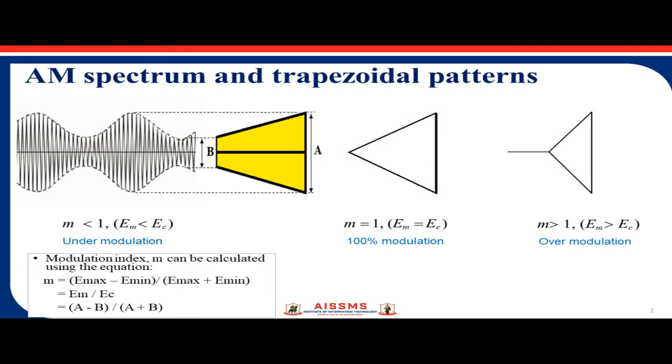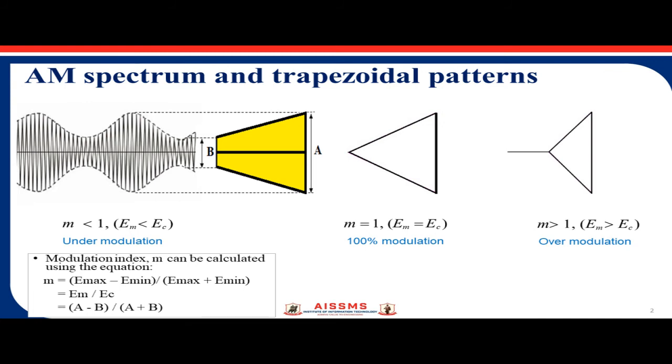In this method, the AM signal is fed to channel A and the modulating signal is fed to channel B of the oscilloscope. By setting the plotting mode so that channel A is on the vertical axis and channel B is on the horizontal axis, one can get the plot of trapezoidal patterns. The diagram shows the AM spectrum and trapezoidal patterns.